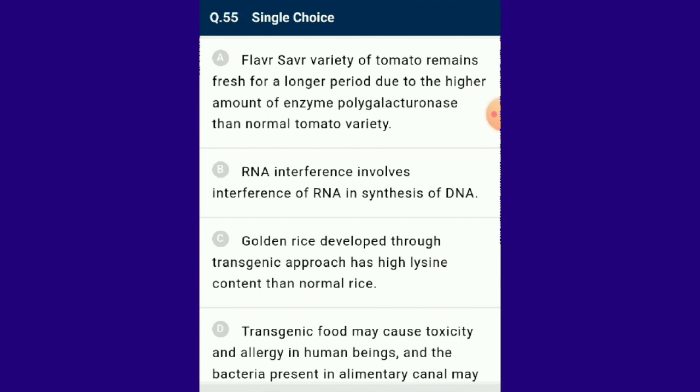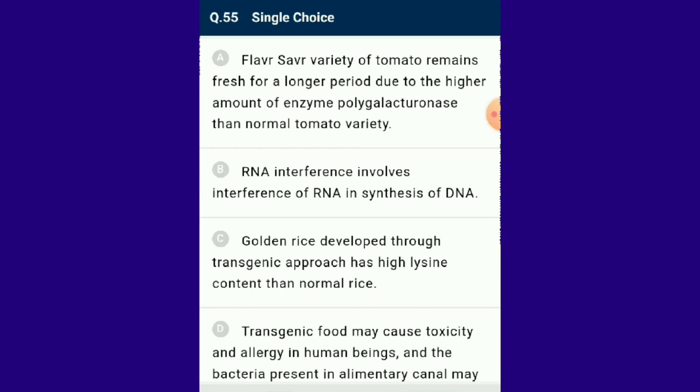C. Golden rice developed through transgenic approach has high lysine content than normal rice. Genetically modified, that is GM food, may cause toxicity or produce allergies. Golden rice is a genetically modified crop which synthesizes beta carotene, a precursor for vitamin A. A variety having high content of lysine is found in biofortified maize. So C is also wrongly given.